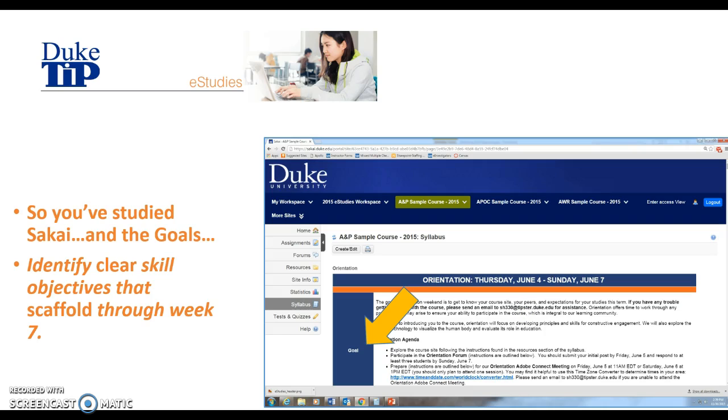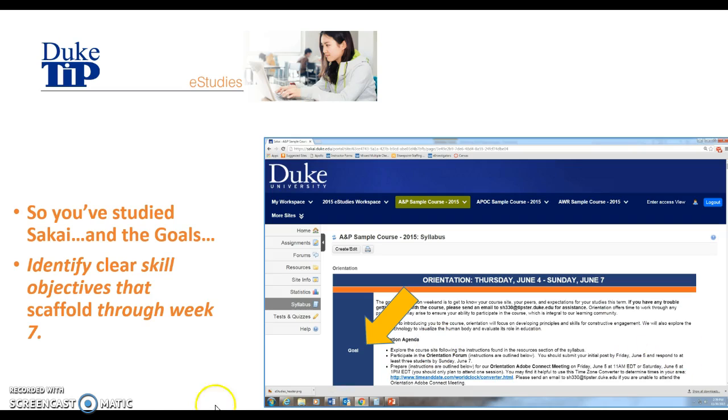And you see this arrow here on the screen where I'm pointing to the goal section in Sakai. If you haven't written those goals yourself, you are probably someone who's studied them by this point and know generally what the content and skill objectives are. And now you're looking at your contract and you're saying, okay, I have to identify clear skill objectives that scaffold through week 7. So what does that mean?